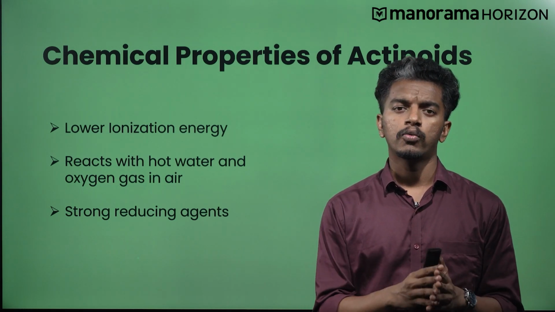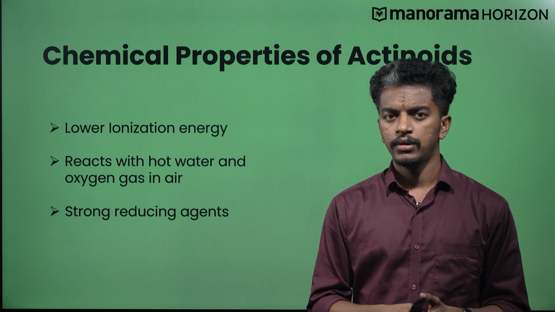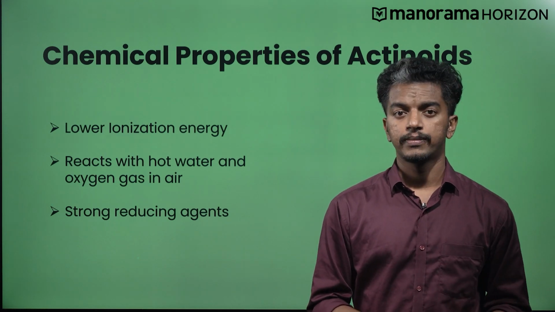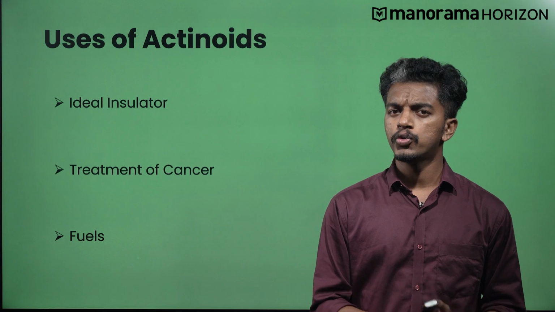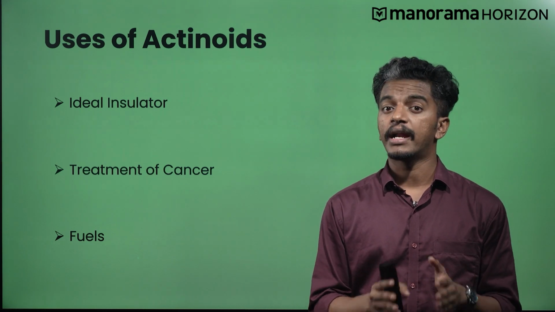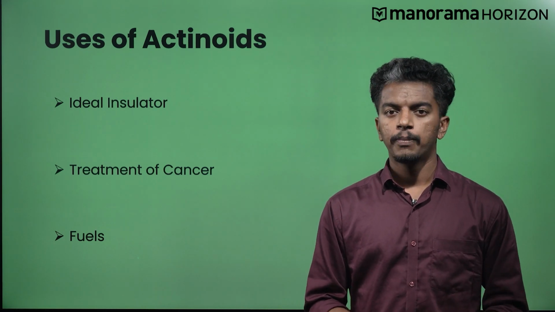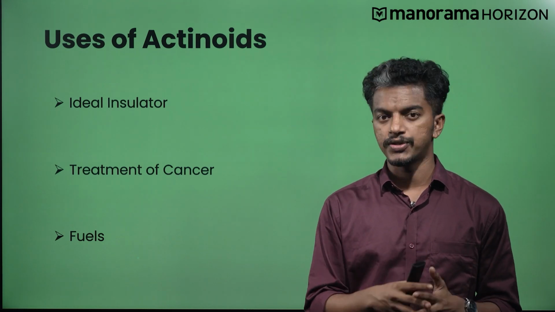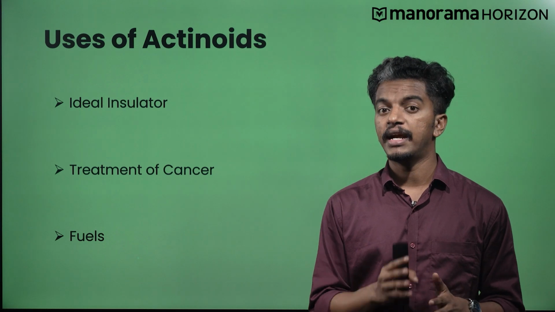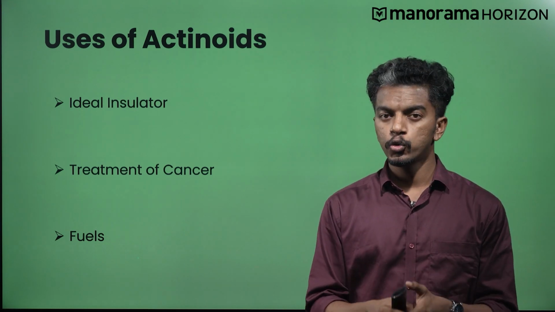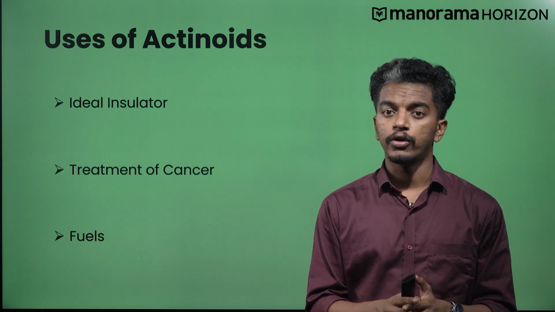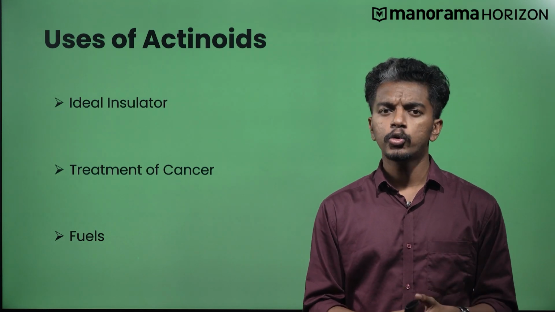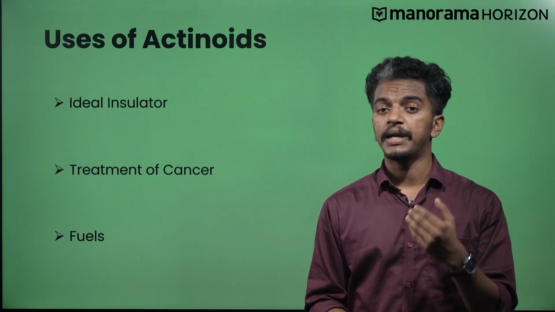They react with hot water and oxygen gas in air. They are strong reducing agents. Now, let us learn some of the uses of actinoids of which we are unaware. Thorium, placed in the actinoid series, possesses high temperature and high pressure resistance, and it is used as an ideal insulator. It is also used in many smoke detectors and in the treatment of cancer. On the other hand, plutonium is used as a fuel in many space aircraft.